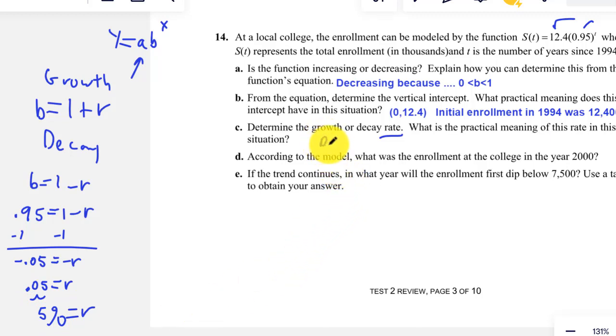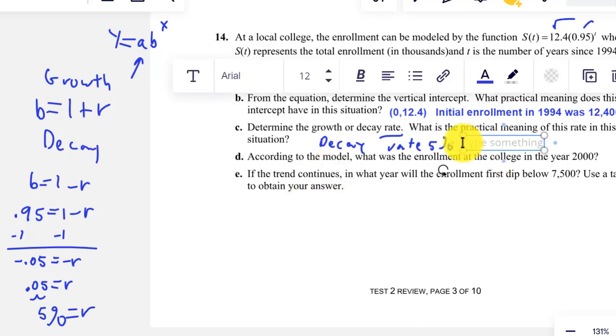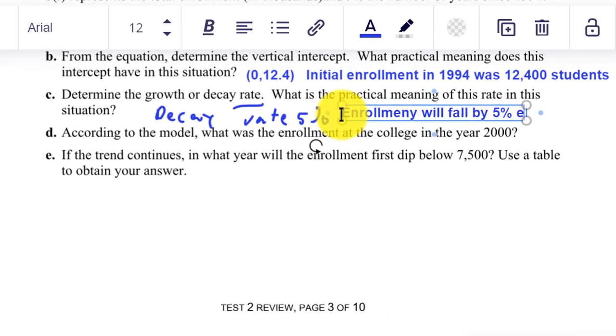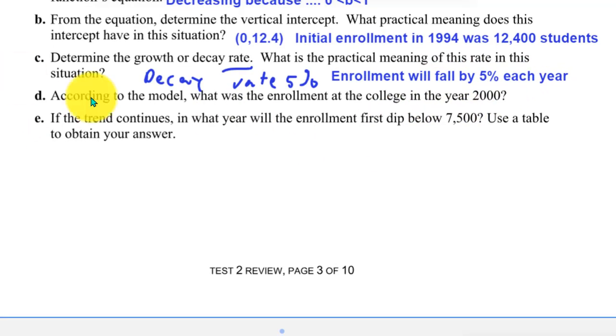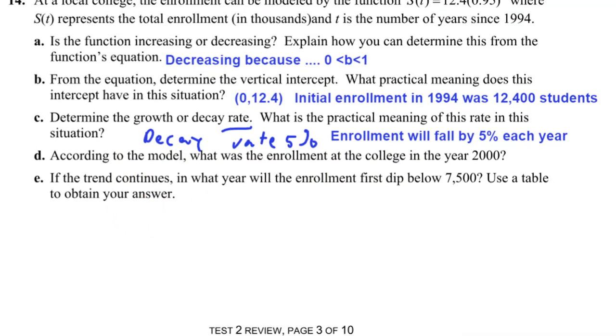So the decay rate is 5%, all right? And the practical meaning, it looks like enrollment will fall by 5% each year. And I spelled enrollment wrong. There we go. Right, so the decay rate is 5%. The enrollment will fall by 5% each year. Okay, let's keep going. Now, letter D, it says, what is the enrollment in 2000?